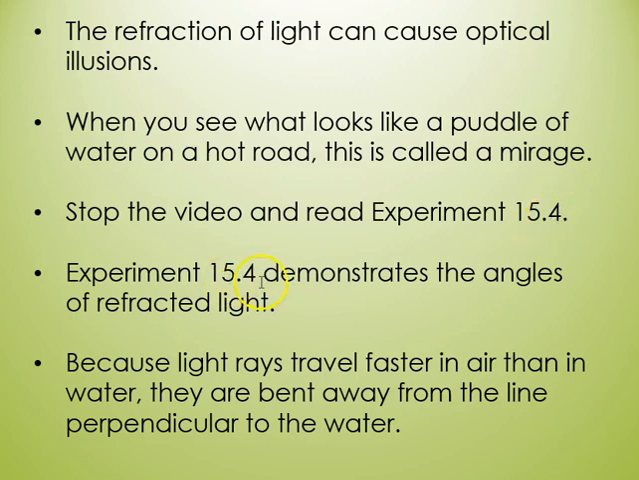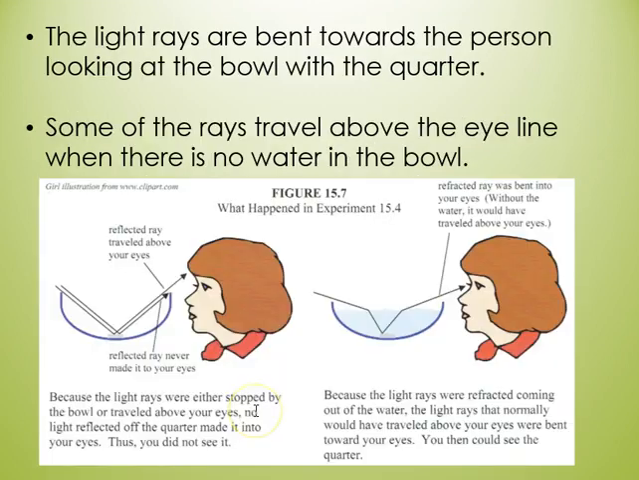Experiment 15.4 demonstrates the angles of refracted light. Because light rays travel faster in air than in water, they are bent away from the line perpendicular to the water. The light rays are bent toward the person looking at the bowl with the quarter. So we had an empty bowl, and then later we filled it full of water. We had a quarter at the bottom of the bowl.